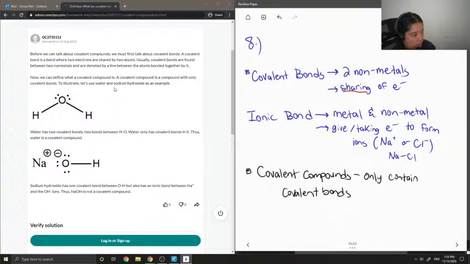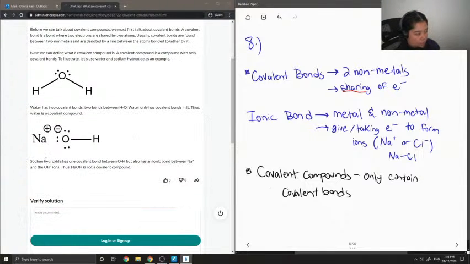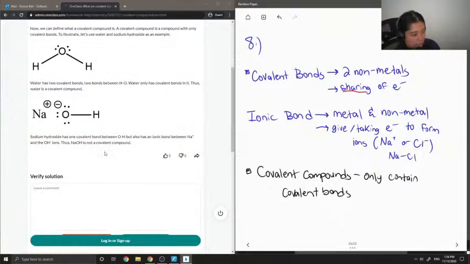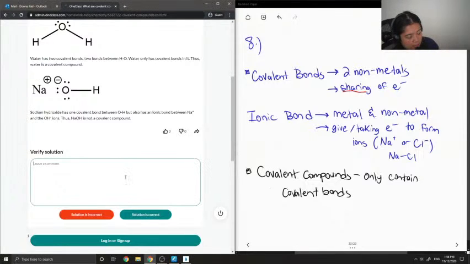To illustrate, let's use water and sodium hydroxide as an example. So here's the structure of water. It has two covalent bonds, two between hydrogen and oxygen. Water only has covalent bonds in it, thus water is a covalent compound. Sodium hydroxide has one covalent bond between oxygen and hydrogen, but also has an ionic bond between sodium plus and the OH minus ions. Thus, sodium hydroxide is not a covalent compound. Okay, so this solution is correct. They also had a great use of examples.